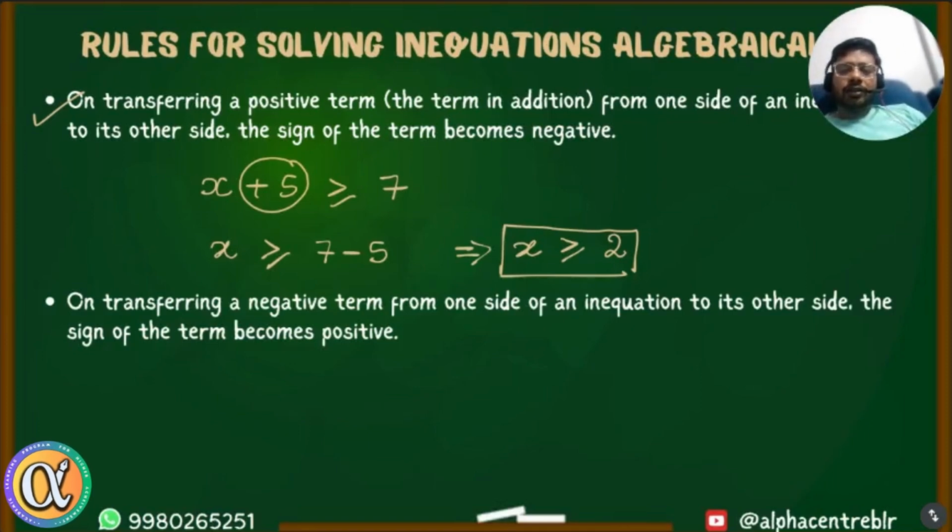This is what we used to do with linear equations as well, right? Even in a linear equation, if you're taking this 5 to the other side, we just change the sign, positive becomes negative. So that's not a new rule. It's similar to what we have studied in linear equations.